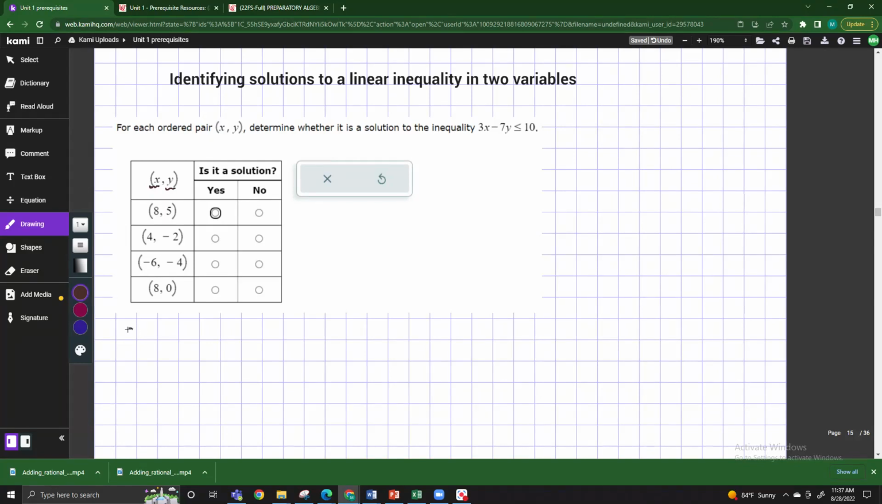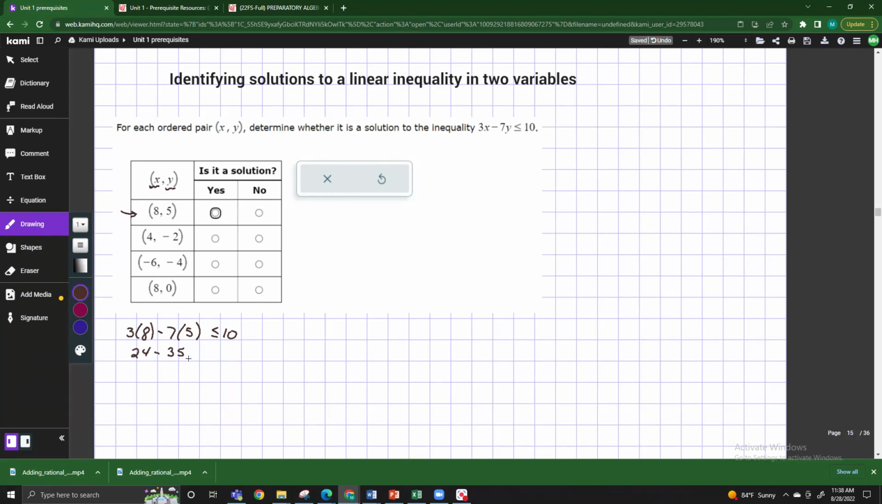So I'm going to go 3, and for the first one, I'm plugging in an 8 for the x, minus 7, I'm plugging in a 5 for the y, and I'm going to hope that it's less than or equal to 10. So I'm really going to be working on the left side doing all of that, simplifying. 3 times 8 is 24, minus 7 times 5 is 35, and I need to know if it's less than 10, so I'm going to keep doing this.